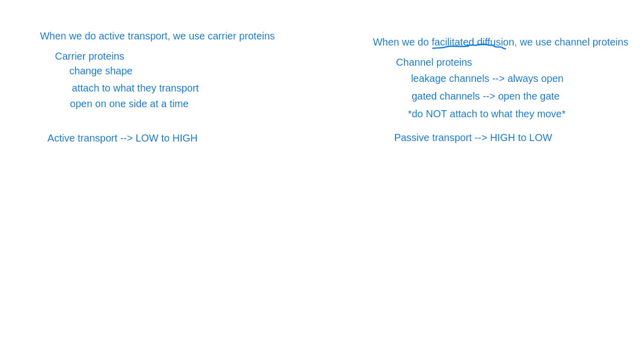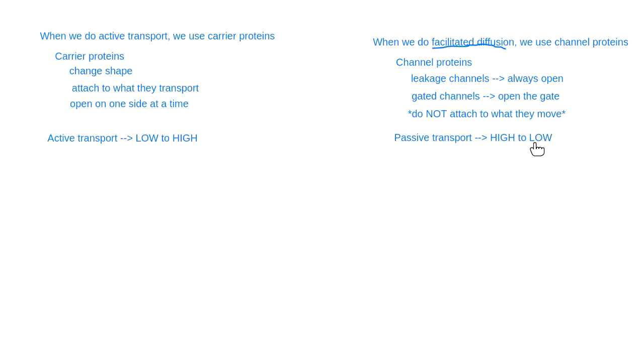Important idea. Underline, highlight, star this. Channel proteins can only do facilitated diffusion. What that means for you when you're thinking about these types of proteins, they will always move stuff from high concentration to low concentration. Channel proteins can only ever move stuff from high to low.